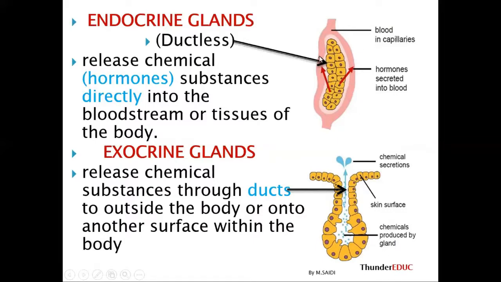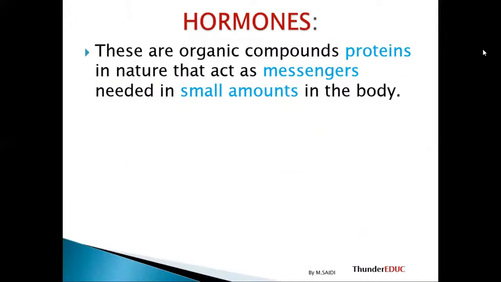They don't have the ducts, while these ones have ducts. This one doesn't have the tube, while this one has the tube. So that is the major difference. And then this one is dealing with the hormones, while this one is dealing with the enzymes. Let's look at the hormone.